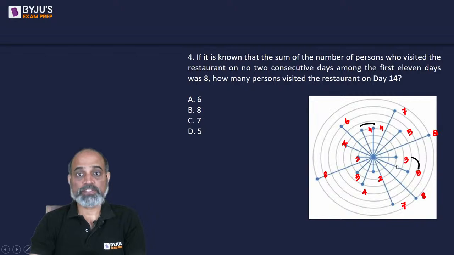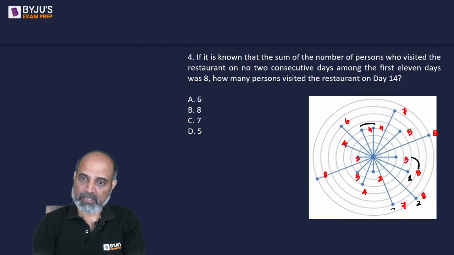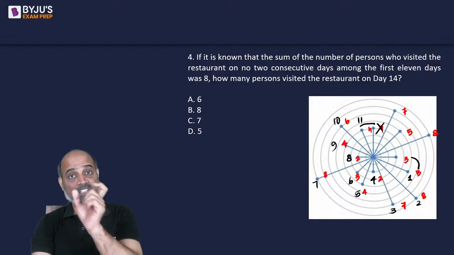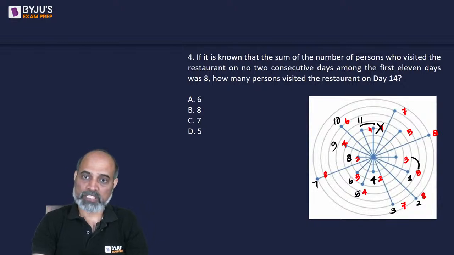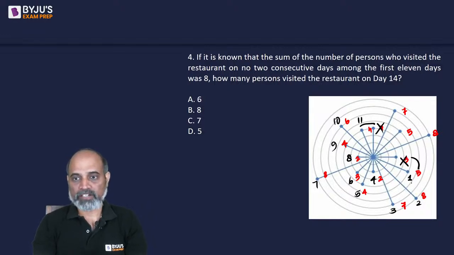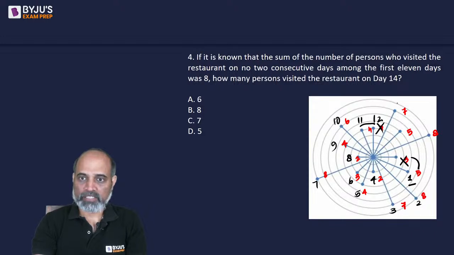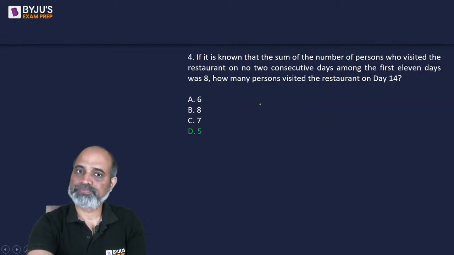Since we need 11 days, if we start with this as first day, second, third, fourth, fifth, sixth, seventh, 8th, 9th, 10th and 11th, we miss out on that day where the consecutive will make it an 8, and we miss out on the starting one, where there also could be an 8. So if we do that, we know the first day is going to be how many people visited the restaurant. We need the 14th. So this is our 12th day, this is our 13th day, this is our 14th day. So on the 14th day, 5 people visited the restaurant. Right?